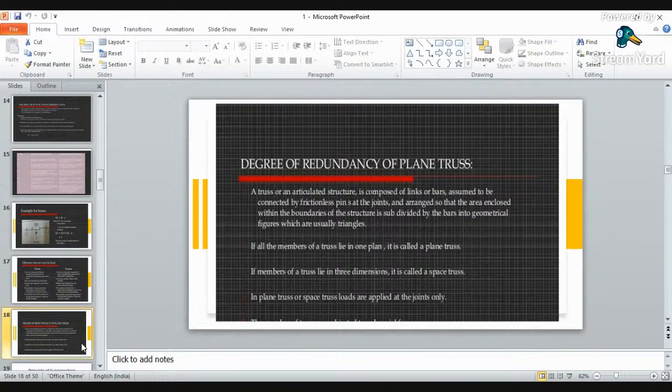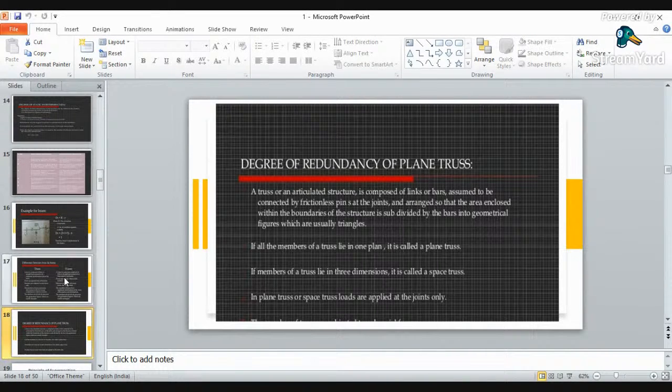So these are simply triangulation members to make a stabilized structure. Triangulation is the stable configuration. Mathematically, we can call it a truss. It has members called the top chord, bottom chord, and vertical members, or you may have diagonal members.